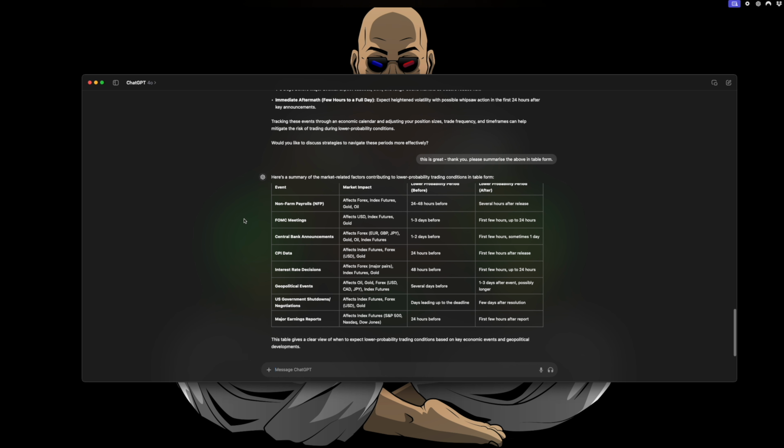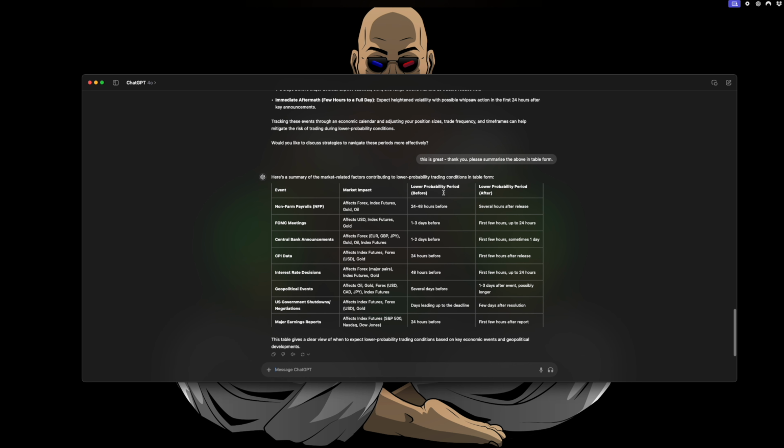Okay, so what do we have here? So event, non-farm payroll, market impact. Okay, so lower probability period, 24 to 48 hours before. Okay, and then several hours after the release. FOMC, 1 to 3 days before. Central bank announcements, 1 or 2 days before. CPI data, 24 hours before. Interest rate, 2 days. Geopolitical, several days before. Government shutdowns, earnings report, excellent.